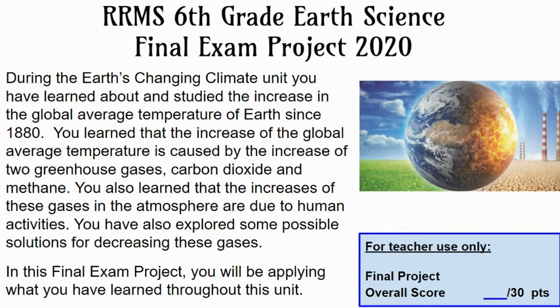This is May 2020. All right, so during the Earth's Changing Climate unit, you have learned about and studied the increase in the global average temperature of Earth since around 1880. You learned that the increase of the global average temperature is caused by the increase of two greenhouse gases, carbon dioxide and methane. You also learned that the increases of these gases in the atmosphere are due to human activities. You have also explored some possible solutions for decreasing these gases. In this final exam project, you will be applying what you have learned throughout this unit.